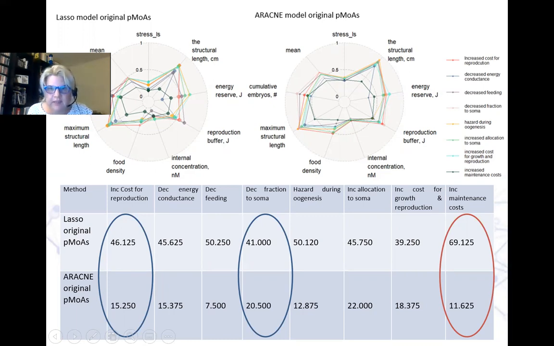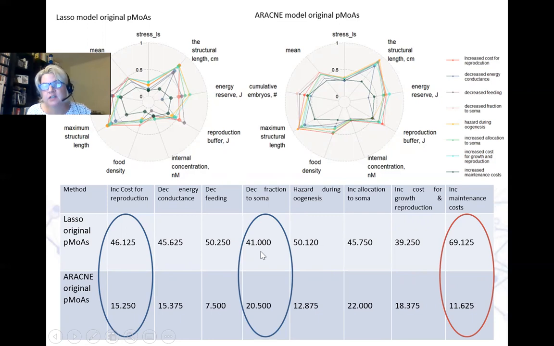Looking at the increased cost for reproduction and the decreased fraction of soma, compared to the rest of them they're using a lot less genes. In the ridge model, the increased cost for reproduction uses a lot less genes. This one doesn't quite do so well with the decreased fraction to soma, but these two models seem to do reasonably well. That's in comparison to something like the increased maintenance cost here, which uses a lot of genes and also doesn't have a very good R squared value.